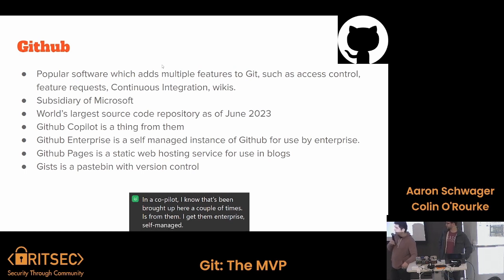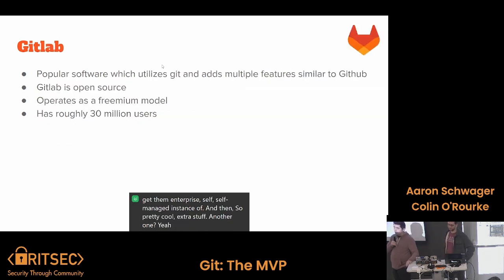GitHub Pages is just static web hosting. And then GitHub Gists is just Pastebin with version control. So pretty cool extra stuff. Another one, GitLab. It's very similar to GitHub, slightly different. It's open source, operates as a freemium model, and has roughly 30 million users compared to GitHub's 100 million.